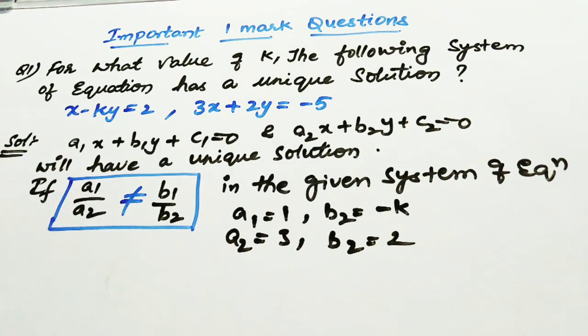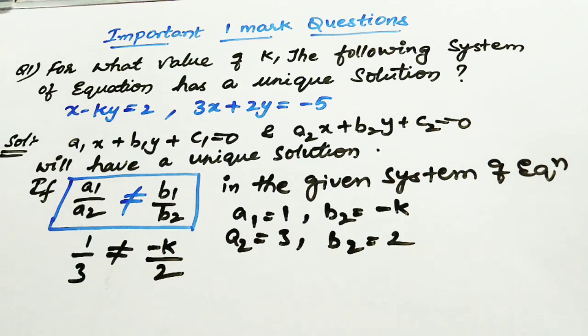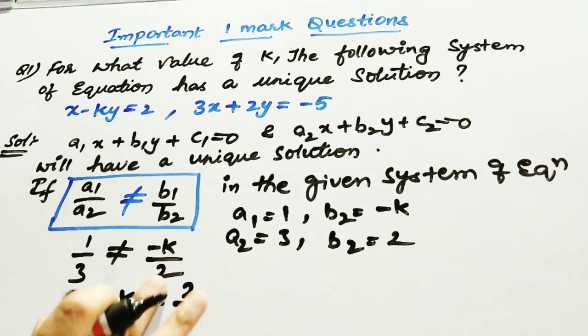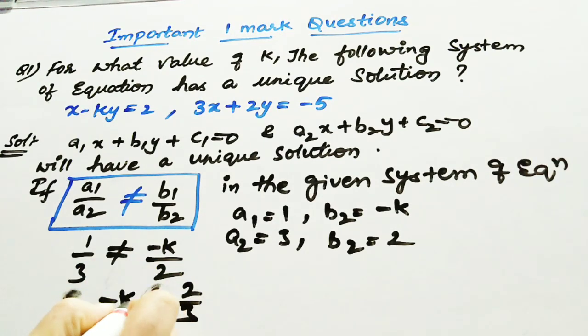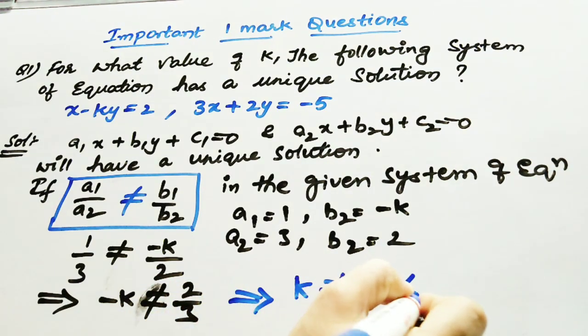Then substitute in the above equation. So what is your a1? 1 by 3 is not equal to minus k upon 2. Just do cross multiplication. So what value of minus k will you get? Minus k is not equal to 2 by 3, so it implies k is not equal to minus 2 by 3.